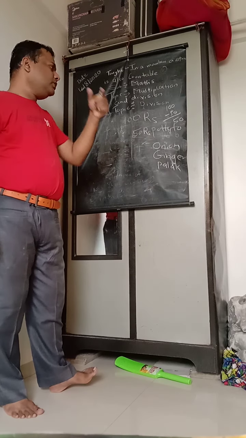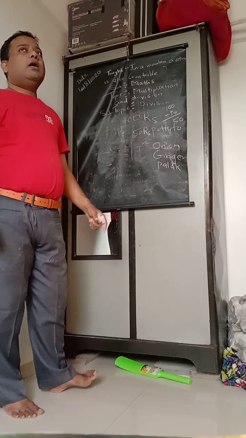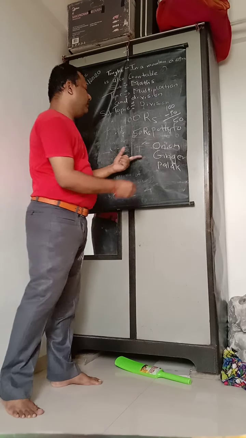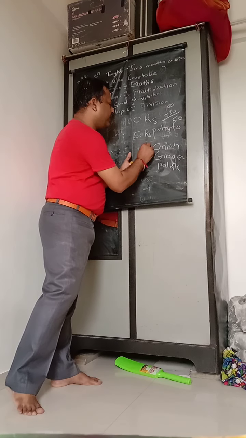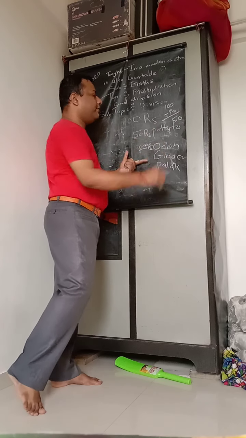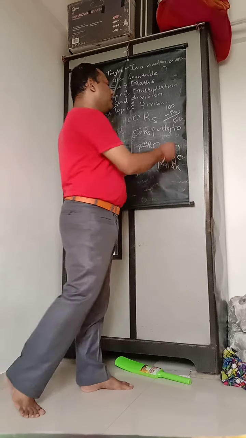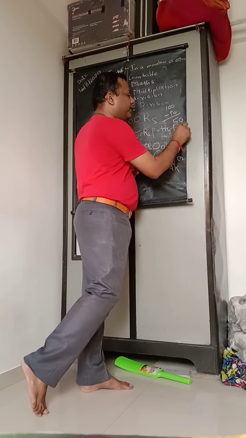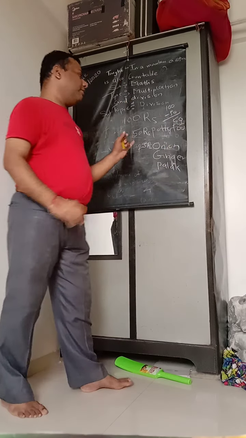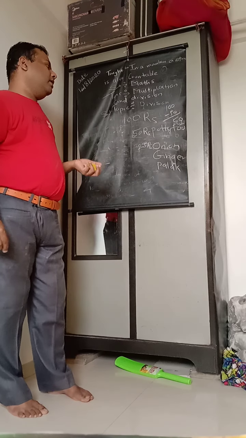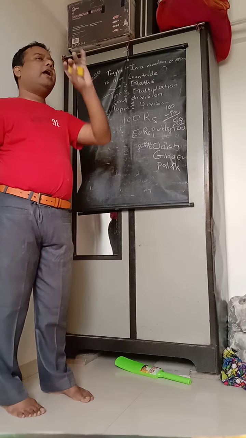Then you go to the onion, half kg of onion costs 25 rupees. So how many rupees in your hand right now? 50 minus 25, you will get 25. And then you say that I require 5 rupees of ginger.